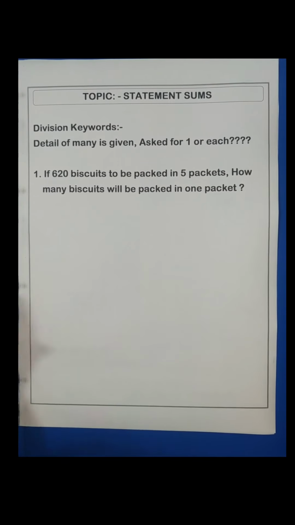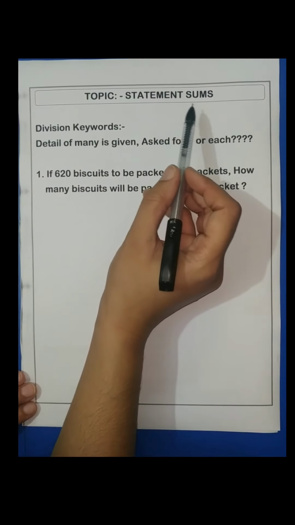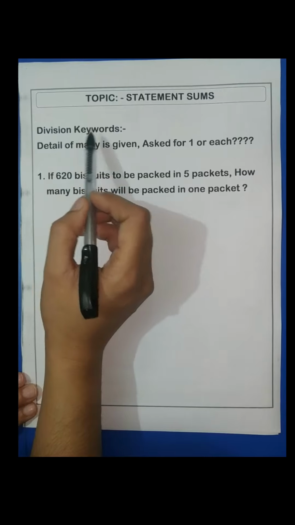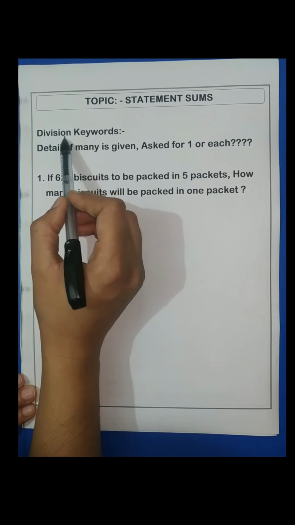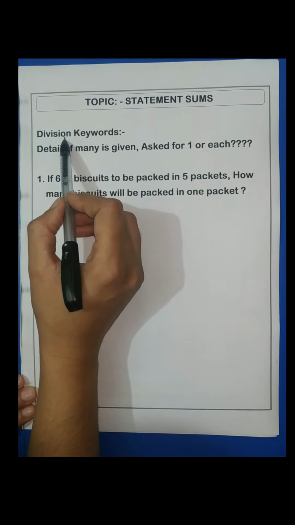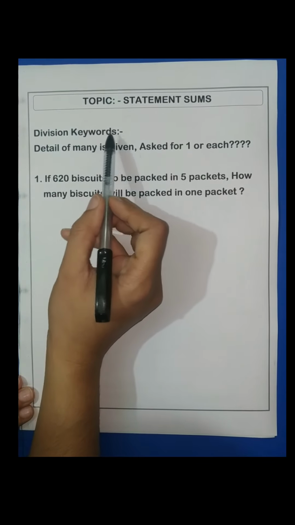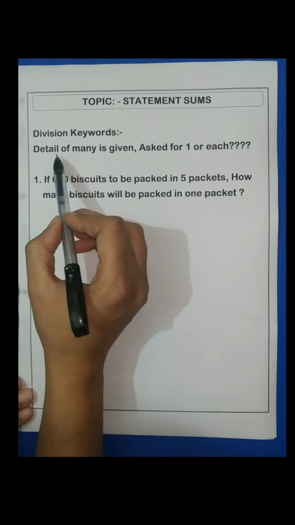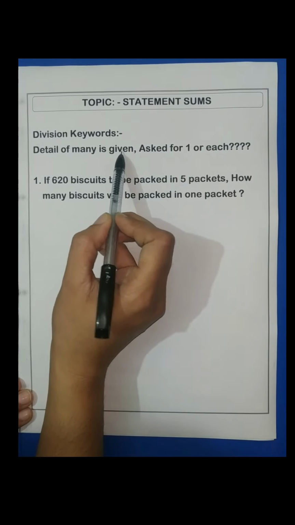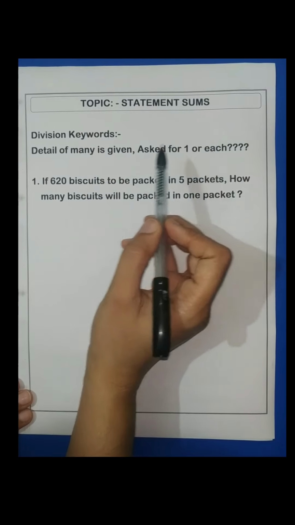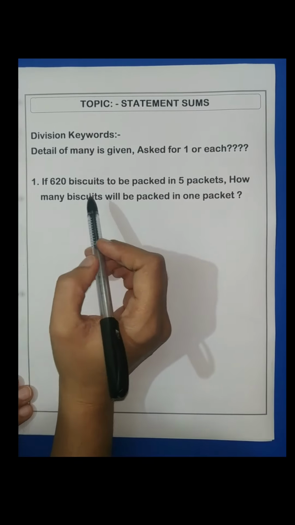Now let's start our next topic, statement sums. Before starting it, let's know about division keywords. Division is just the reverse of multiplication. In division, they will give the information about more and will ask for 1, or detail of many is given and asked for one or each. It will be more clear with these examples.